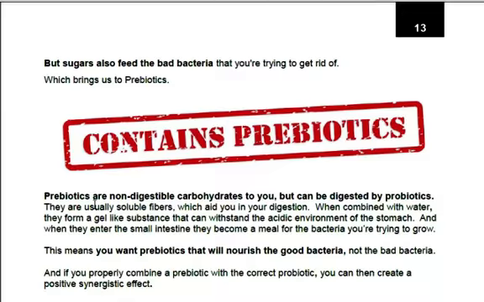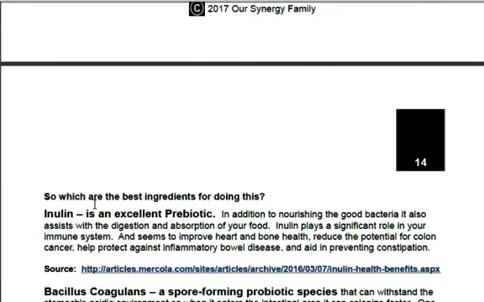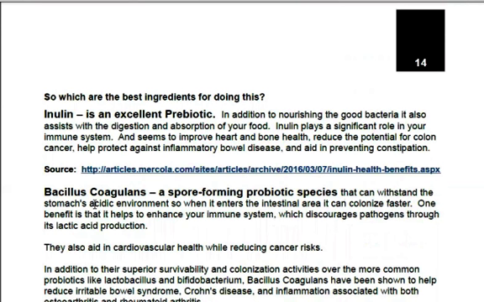Now we go on and we begin to, again, introduce what would be the two best in this category. The best prebiotic is inulin, and the best probiotic is Bacillus coagulans. And the Bacillus coagulans is important to understand why that is better than the other probiotics in the marketplace. The Bacillus coagulans is a spore-forming probiotic, which means that it's in a spore form, not a live culture.